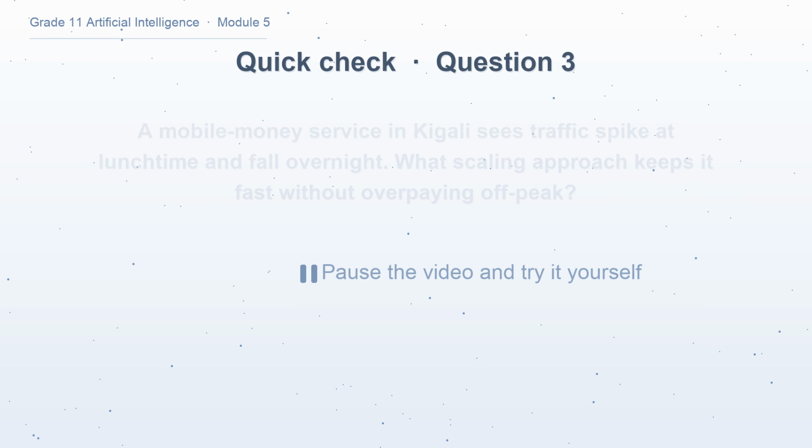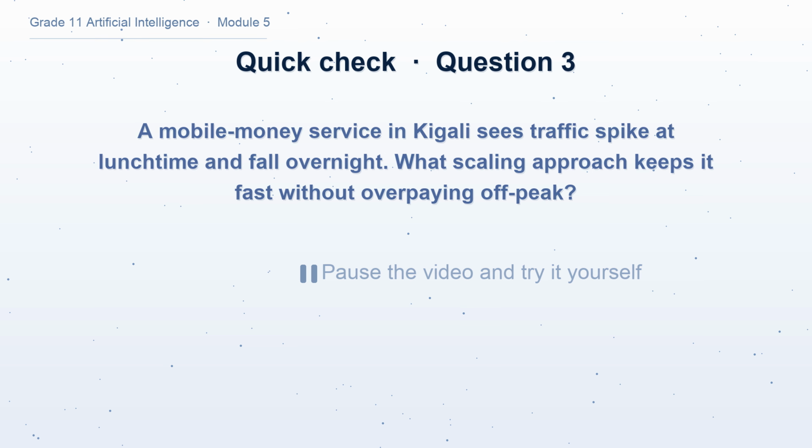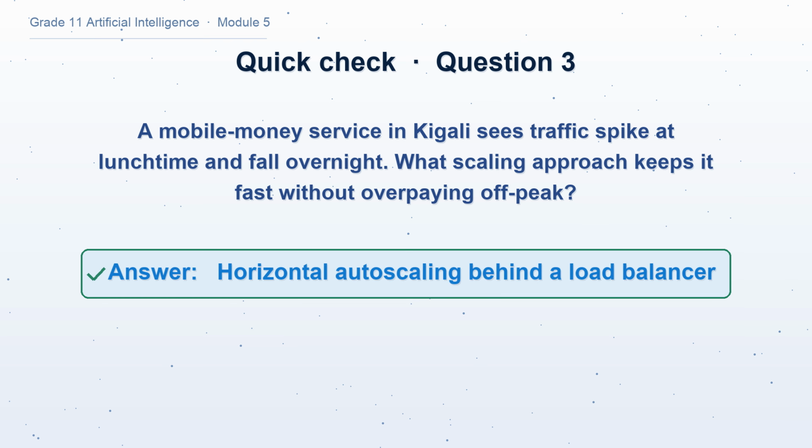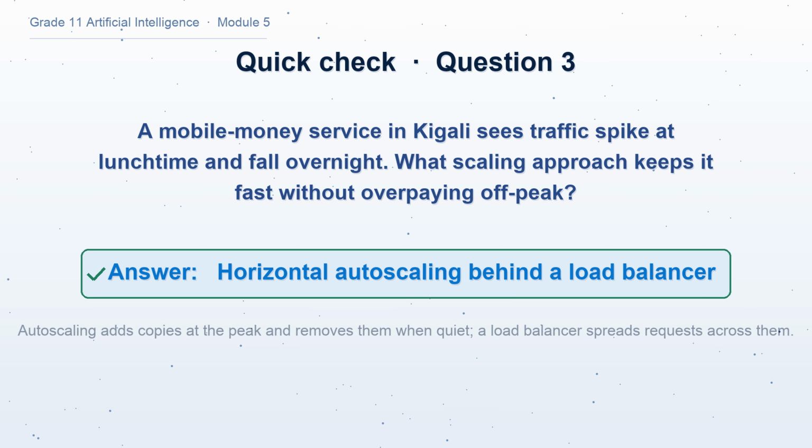Last question, and it brings several ideas together. A mobile money service in Kigali sees traffic spike at lunchtime and fall overnight. What scaling approach keeps it fast without overpaying off-peak? We want more copies at the busy time and fewer when it is quiet. That is horizontal auto-scaling with a load balancer spreading the requests across the copies.